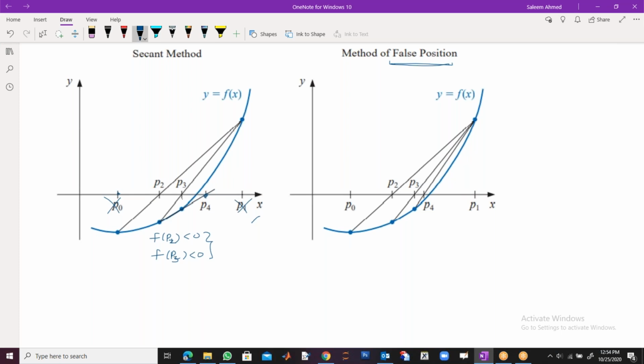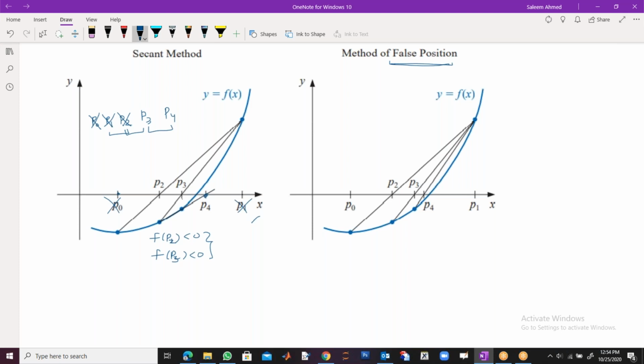In the secant method, when I have P0 and P1, from there I get P2. So I will drop the very first and consider these two. Then from here I get P3, so I will drop the oldest one, P1. I got P2, P3. From here I get P4, so I will drop P2 and get P3, P4, no matter what is the sign of the function at these points.